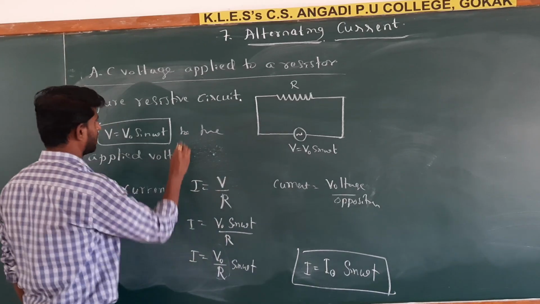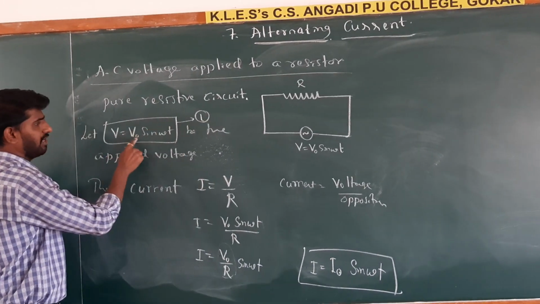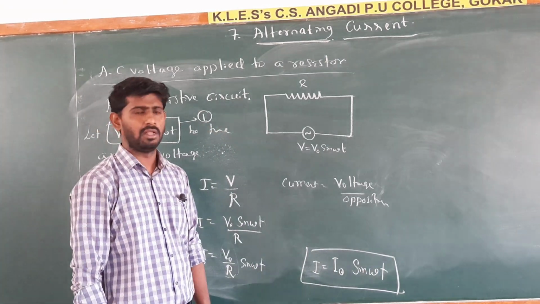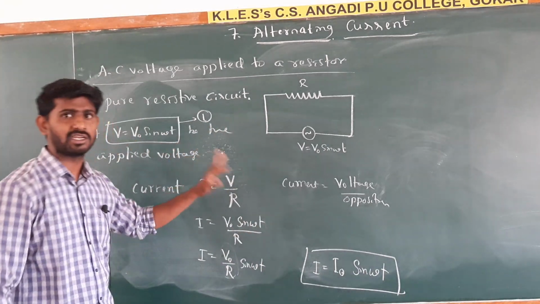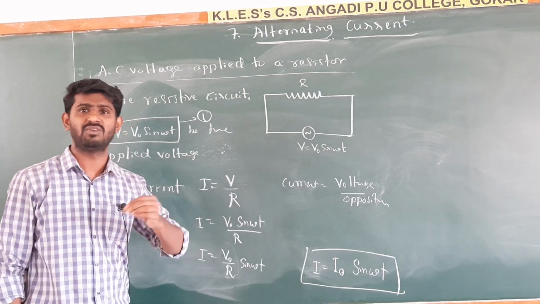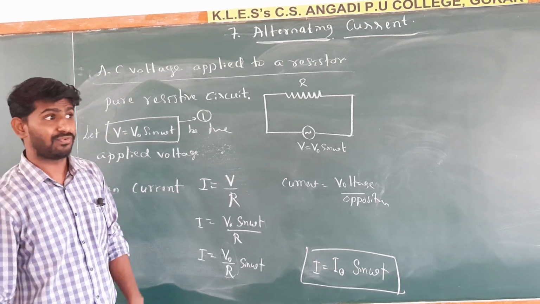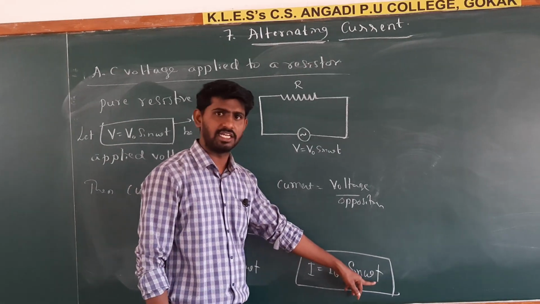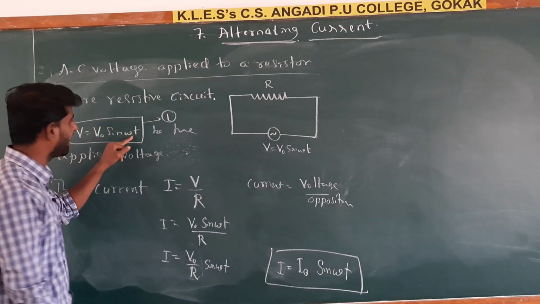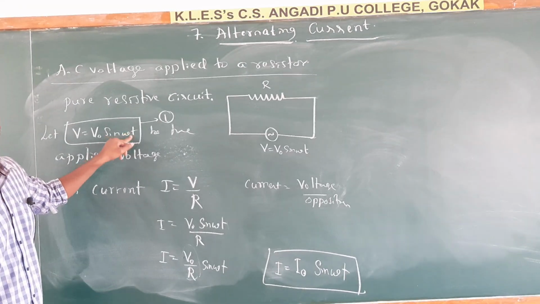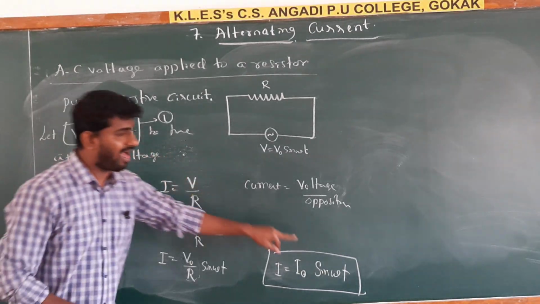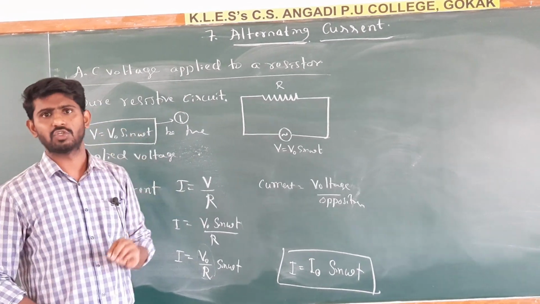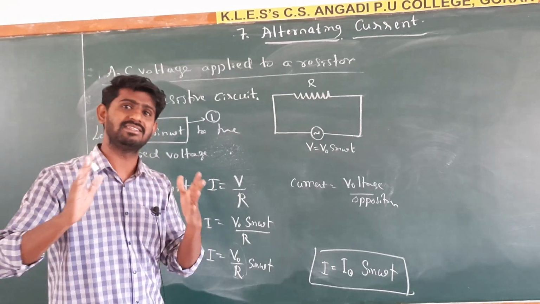So what is the voltage equation here? Voltage equation is V equal to V naught sin omega t, and current equation is I equal to I naught into sin omega t. Compare these two equations, voltage and current. What about the phase difference between voltage and current? Phase difference means angular difference. Here the angle is theta equal to omega t. Here the angle is also theta equal to omega t. Means both are in the same phase. So you can call the phase difference 0.